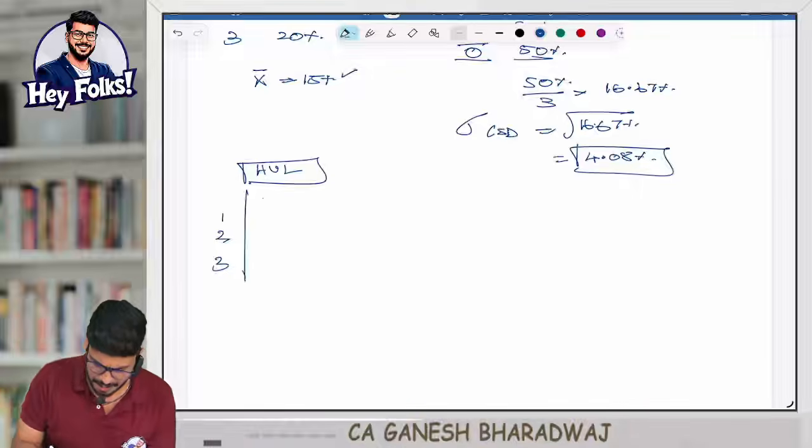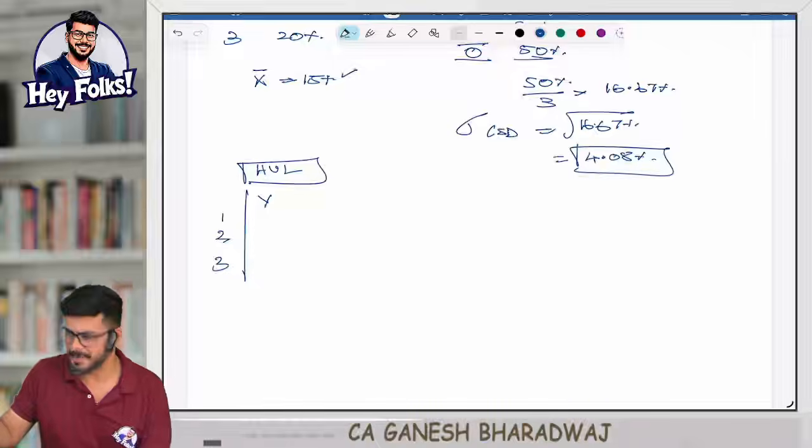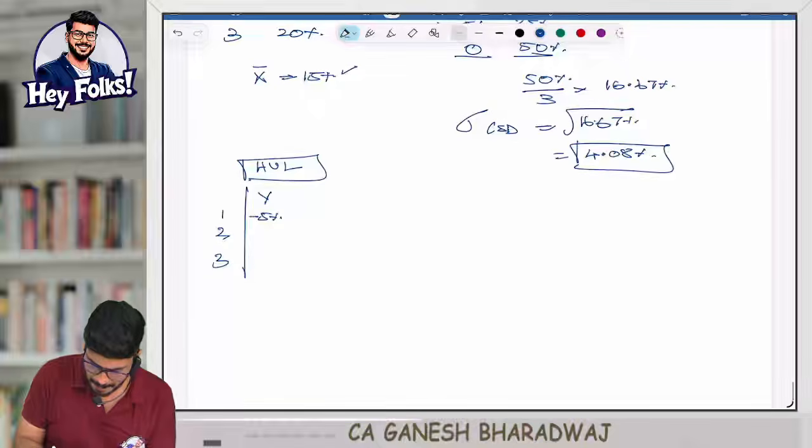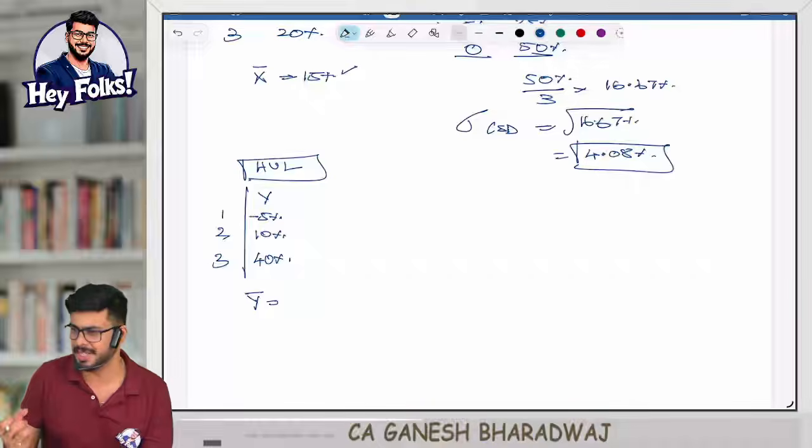Now we'll take here, let's call this Y, because it's another share. What are the 3 years' returns? Come on, tell me. -5, 10, 40%, right? And Y bar, what do you mean by Y bar? Average, arithmetic mean, the expected return. How much was that? We calculated already. Same, 15%.